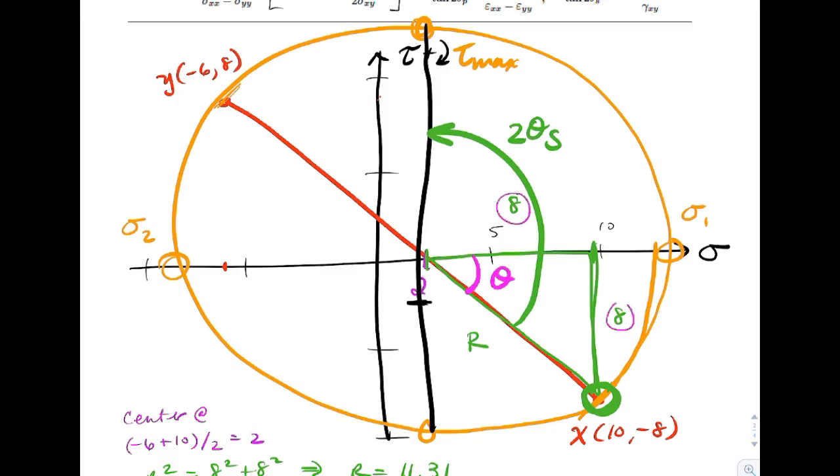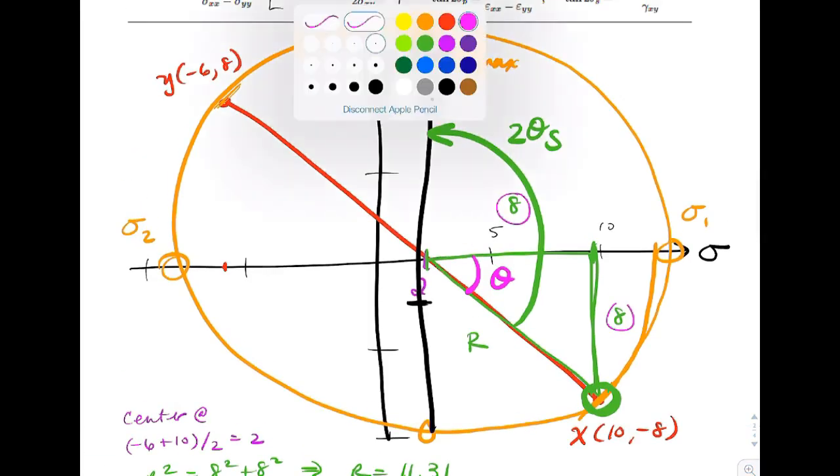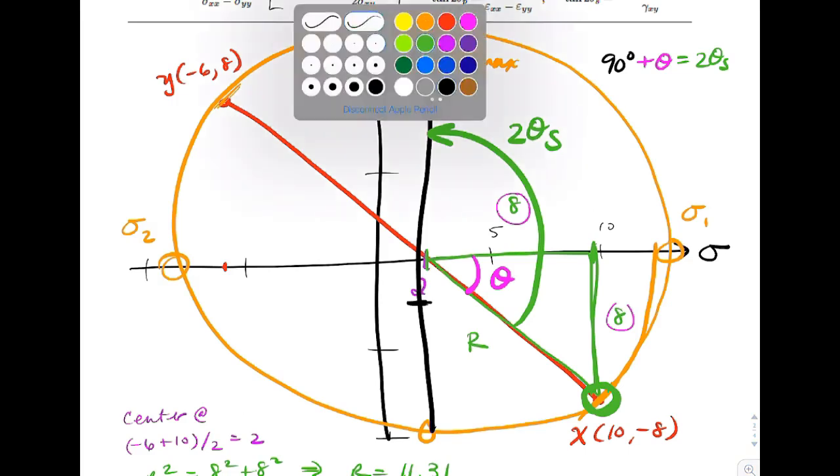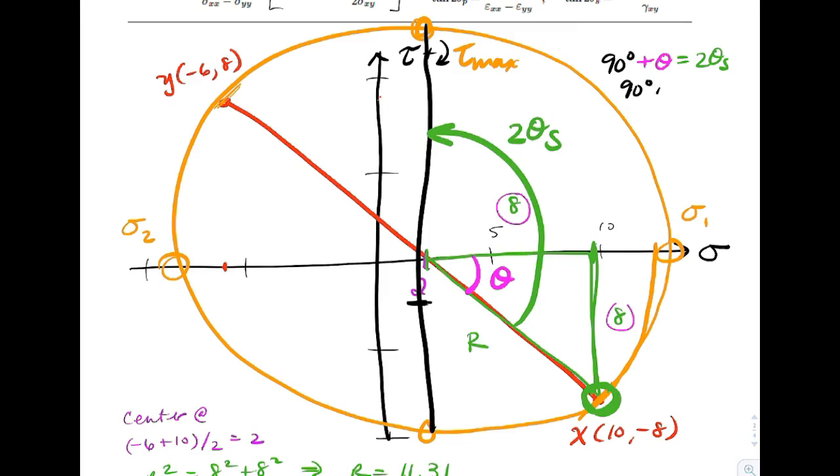It's on an 8, 8 triangle. So if we look at our equation, it's going to be that 90 degrees plus the pink theta would equal 2 theta s. Right? So if you were asked for it, you could solve 90 degrees plus 45 degrees equals 2 theta s. So theta s equals 67.5 degrees counterclockwise.